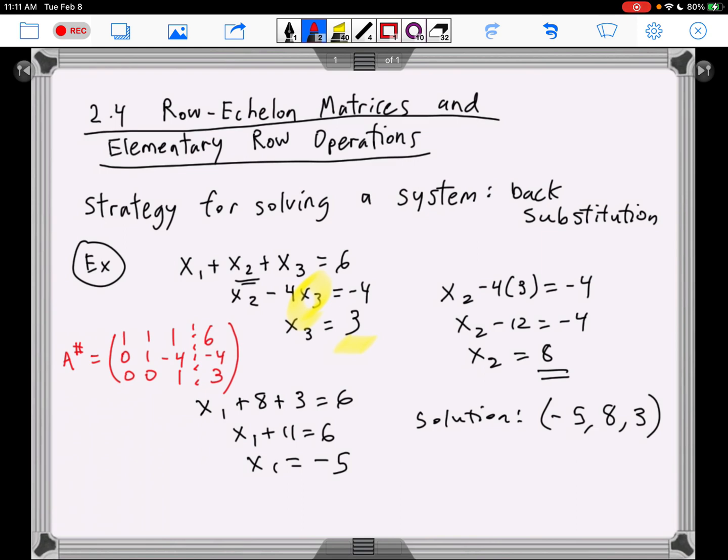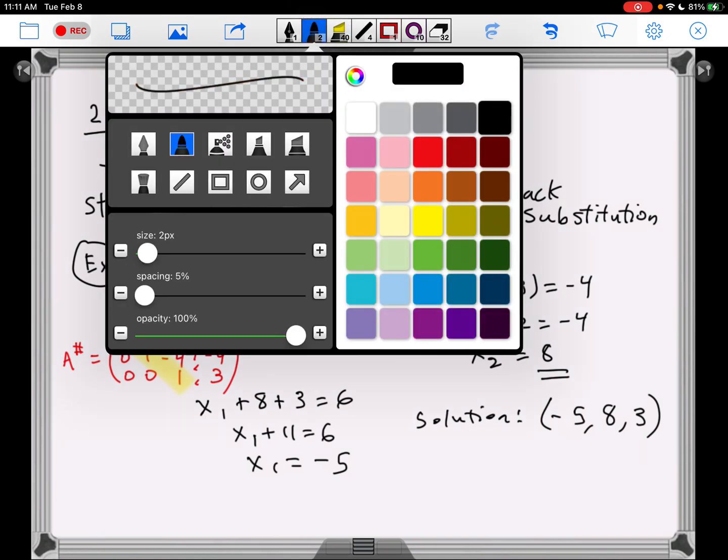Notice that we have 1s all along the diagonal here and 0s underneath it. This has a name. This matrix is in row-echelon form. Okay, so I want us to define that in the next slide.